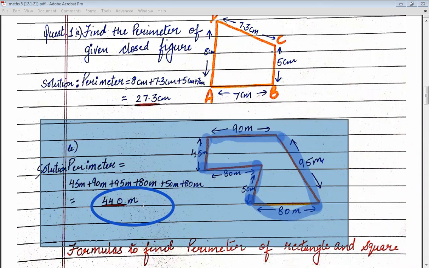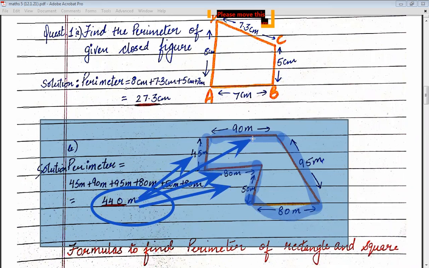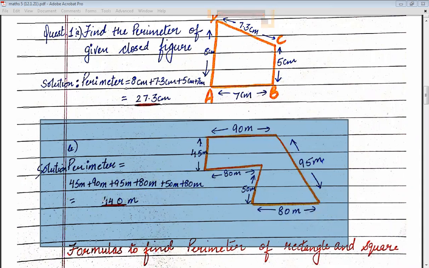And what will be the unit? The unit is meter. I guess there is no problem with why the unit is meter, because children, here this side is given in meter. All the sides are in meter. Okay. So what will be the unit of perimeter? That is also meter. Okay. So what is your final answer of part B after adding all the sides? It is 440 meter.